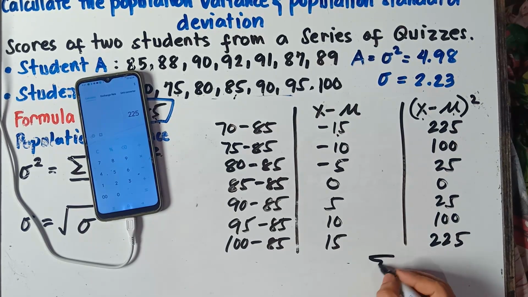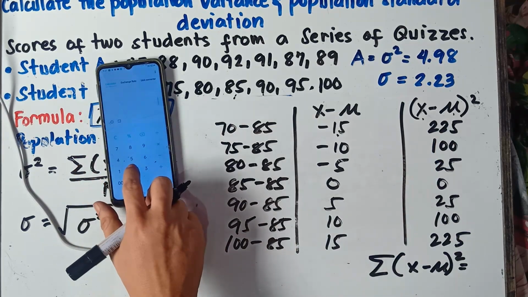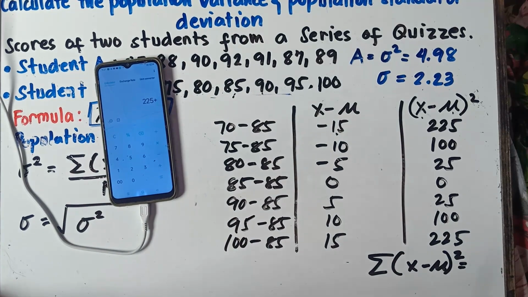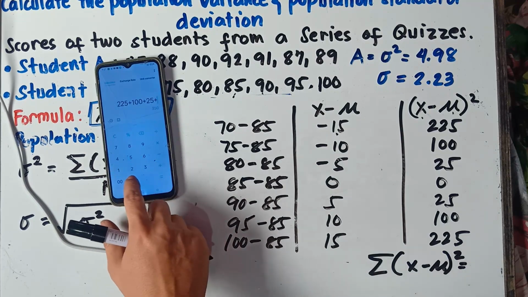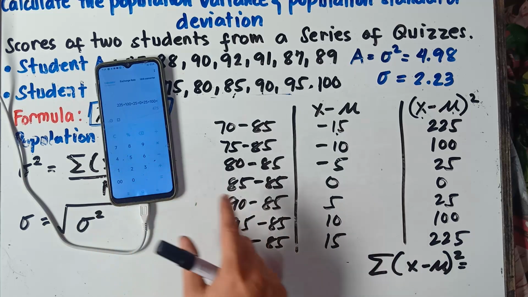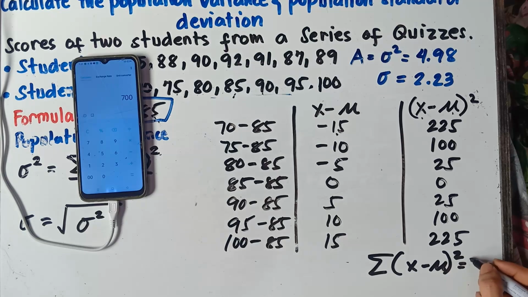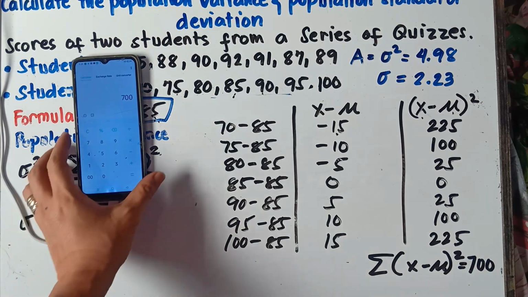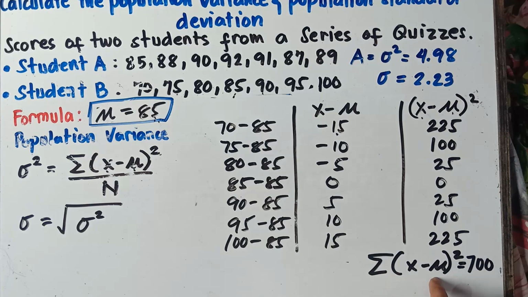And then we need to get the summation of the sample minus the population mean, squared. So let's add these: 225 plus 100 plus 25 plus 0 plus 25 plus 100 plus 225. The answer, class, is 700. So once again, the summation of the sample minus the population mean quantity squared is 700.